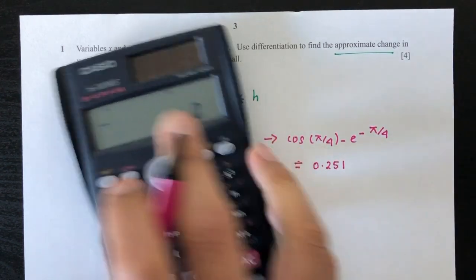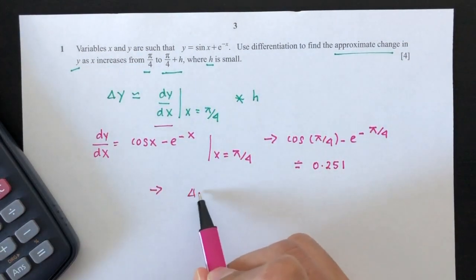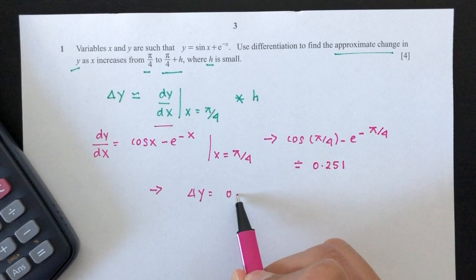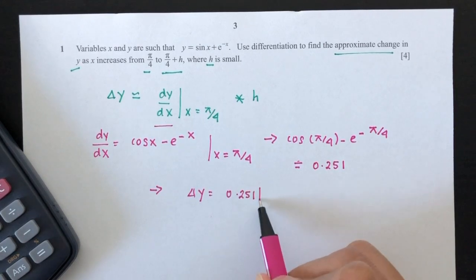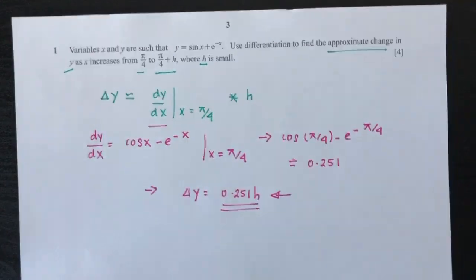That will be 0.251. So from this we know that the change in y will be 0.251 times h. So this is your answer for part 1.